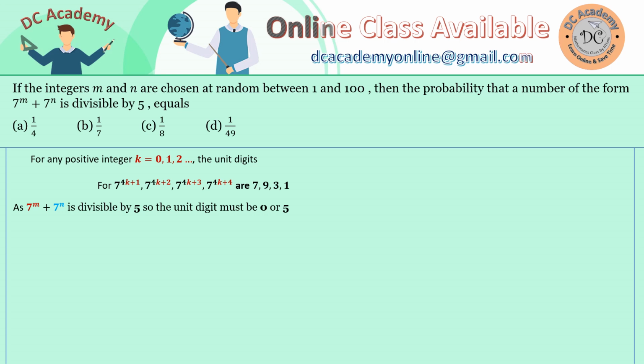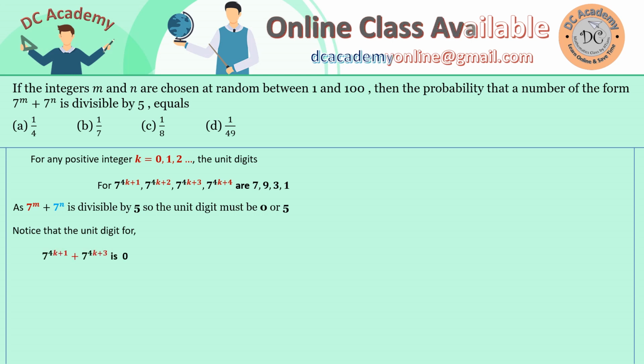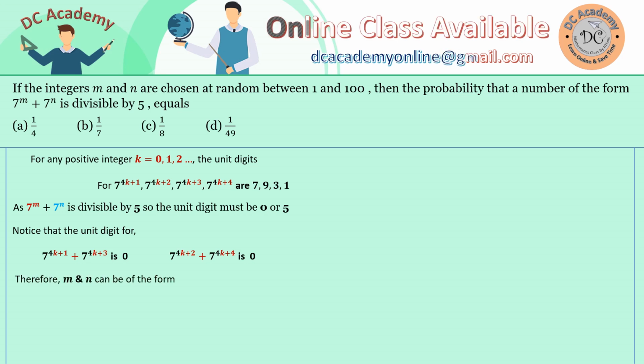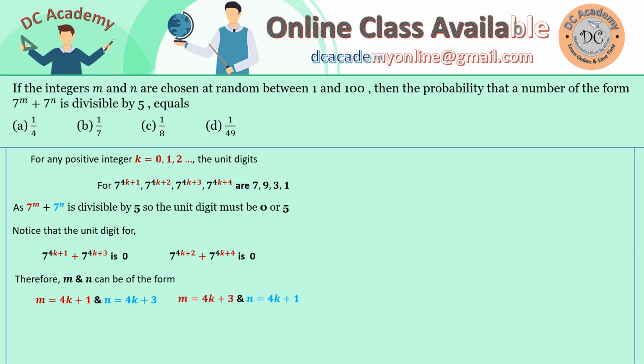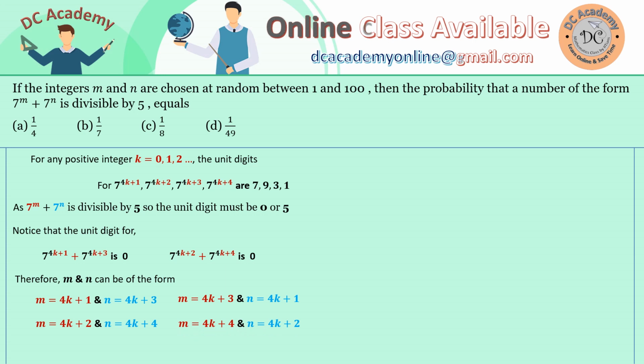How is it possible? If we add numbers having unit digits 9 and 1, and 7 and 3. So we can say that if we add numbers of the form 7 to the power 4k plus 1 and 4k plus 3, we get 0. Similarly, 4k plus 2 and 4k plus 4 gives 0. Okay, so those are the only two possibilities we have. Now also see that m and n are of the form 4k plus 1, 4k plus 3, or 4k plus 3, 4k plus 1. Basically for the first case we just interchange the values of m and n, and similarly for the next, it will be 4k plus 2, 4k plus 4, or 4k plus 4 and 4k plus 2.